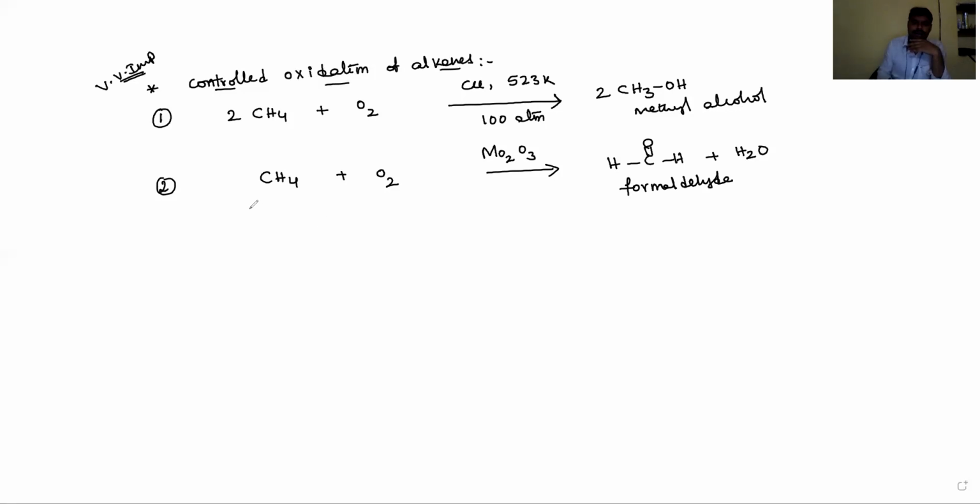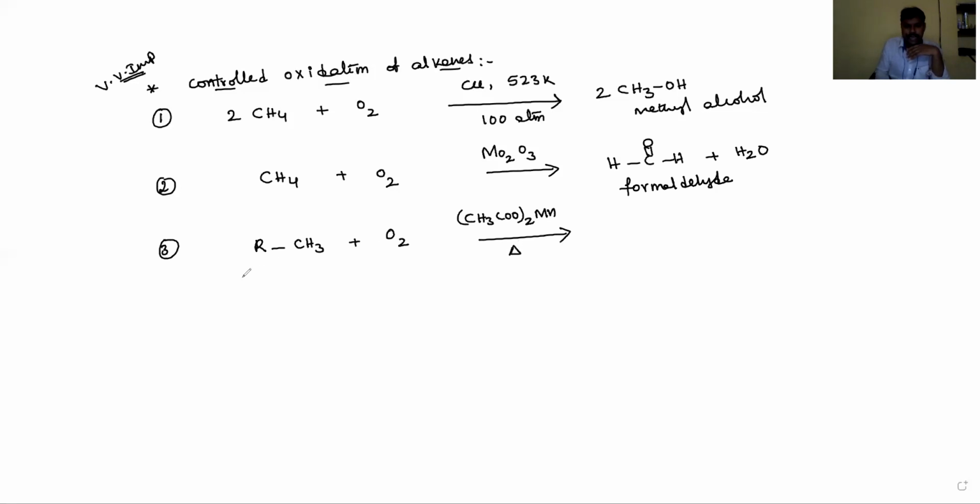Okay, the product is formaldehyde. So here the catalyst is molybdenum oxide. And the third controlled oxidation is of alkanes. You have to take higher alkanes, RCH3, on controlled oxidation in the presence of manganese acetate, (CH3COO)2Mn. So the catalyst is manganese acetate, dear students.